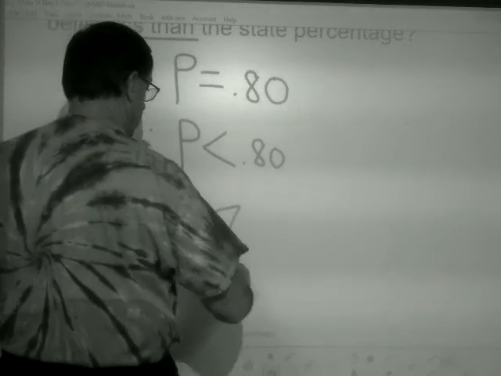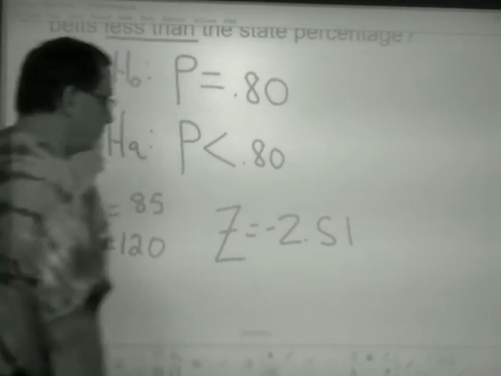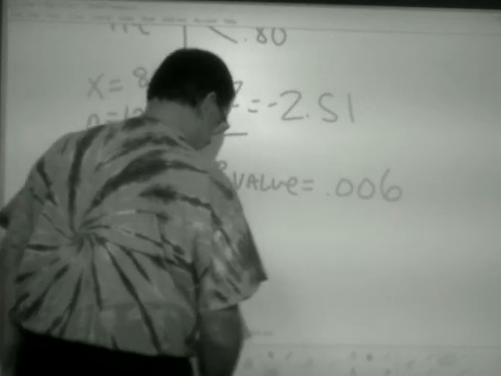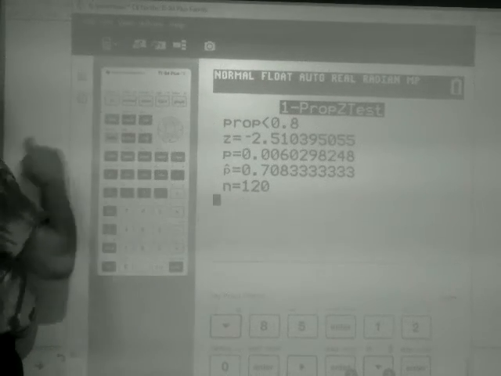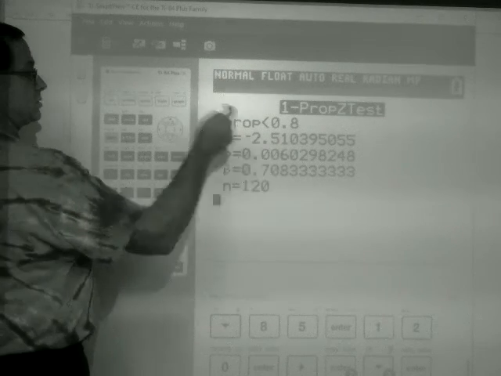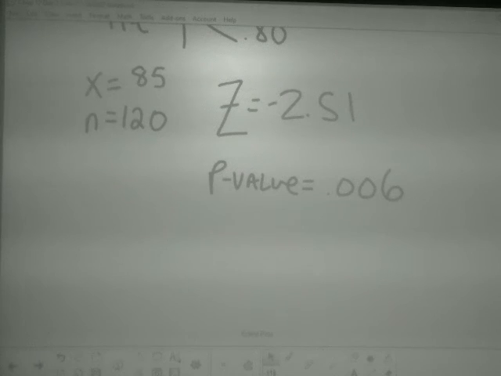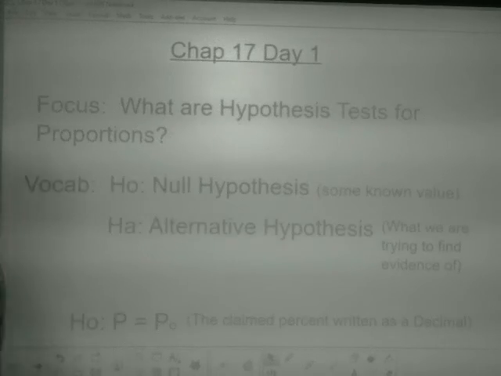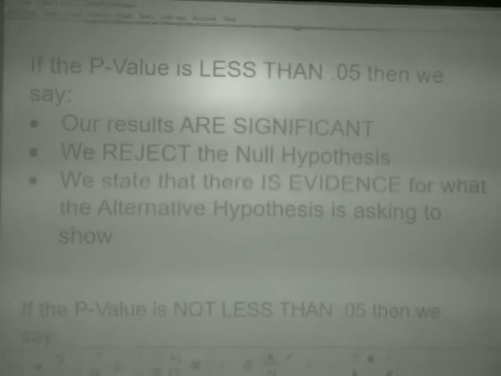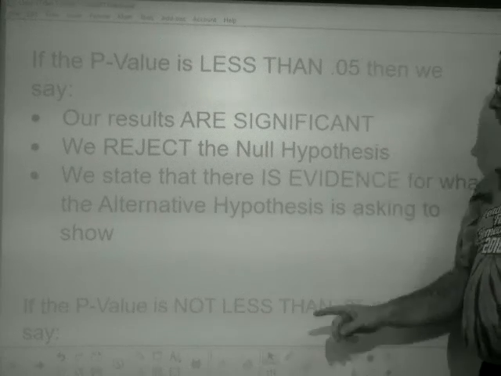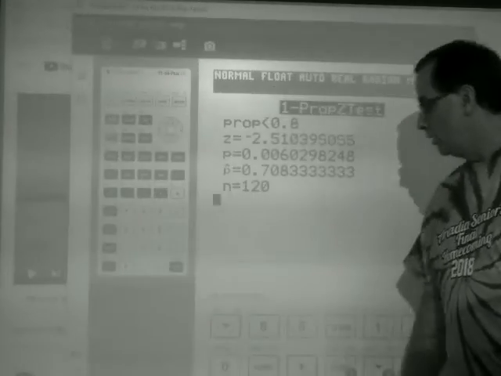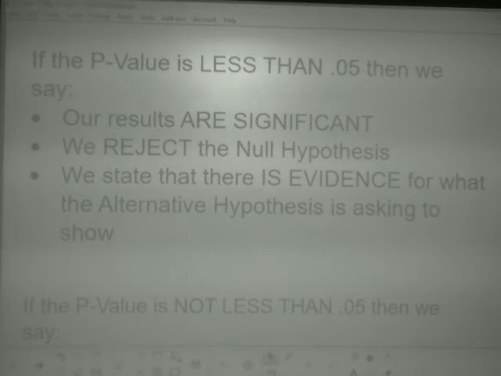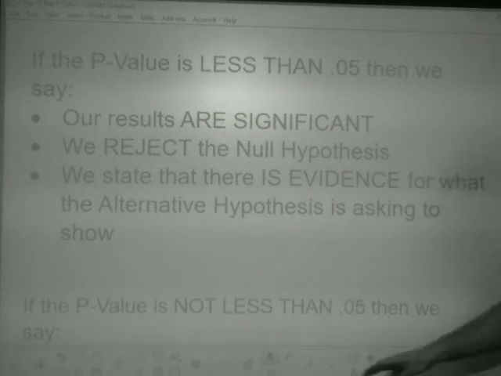I have to record my Z, negative 2.51, and my P value, 0.006. Again, I'm getting that off the calculator. Now I've identified my null and alternative hypothesis, I've identified X and N, I've identified my Z and my P value. Let's go back to this. We have to determine if the P value is less than 0.05, or if it's not less than 0.05. 0.006 is less than 0.05. If it's less than 0.05, then we say the following: our results are significant.